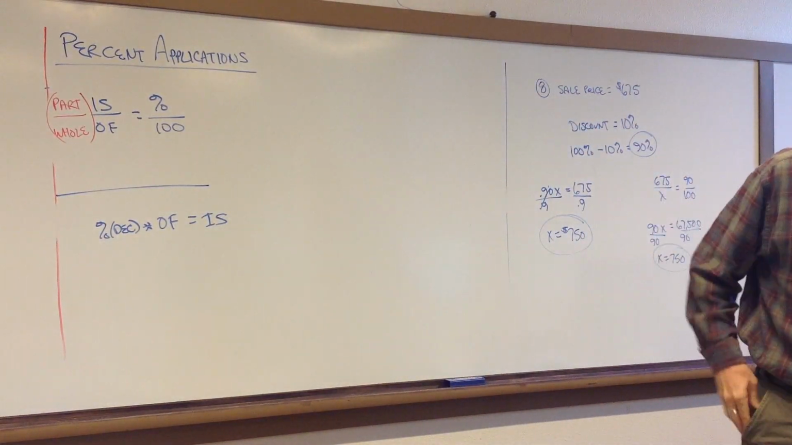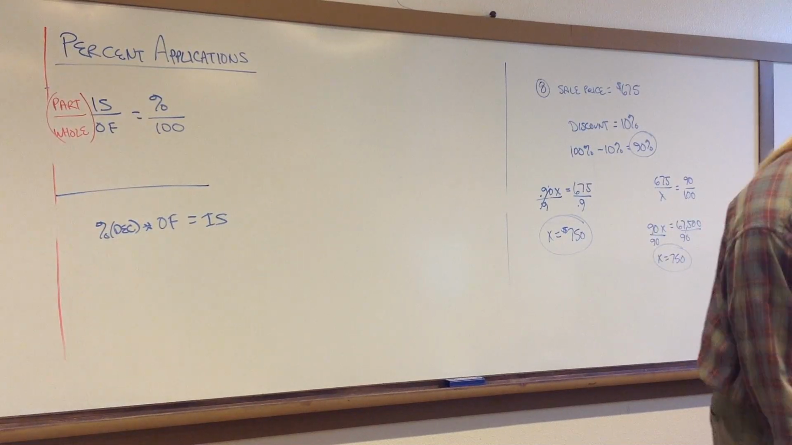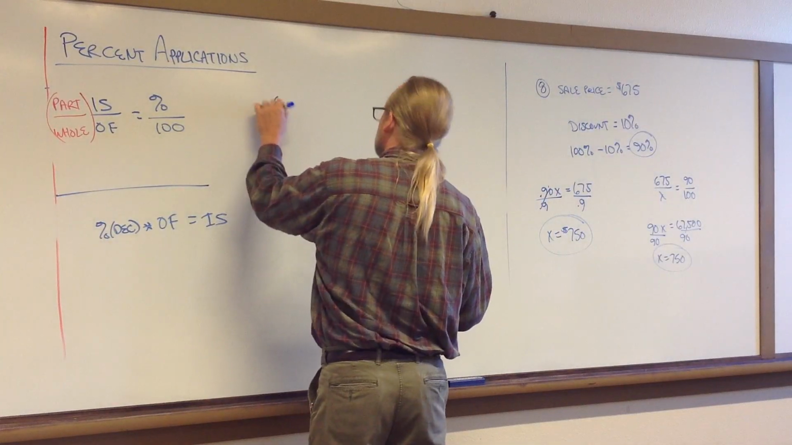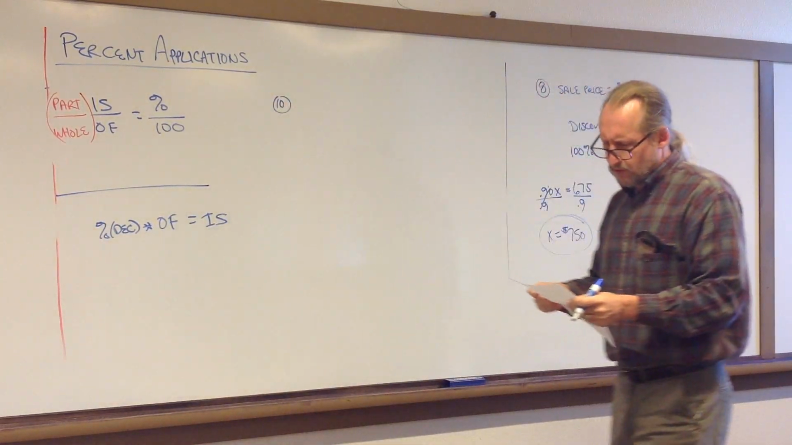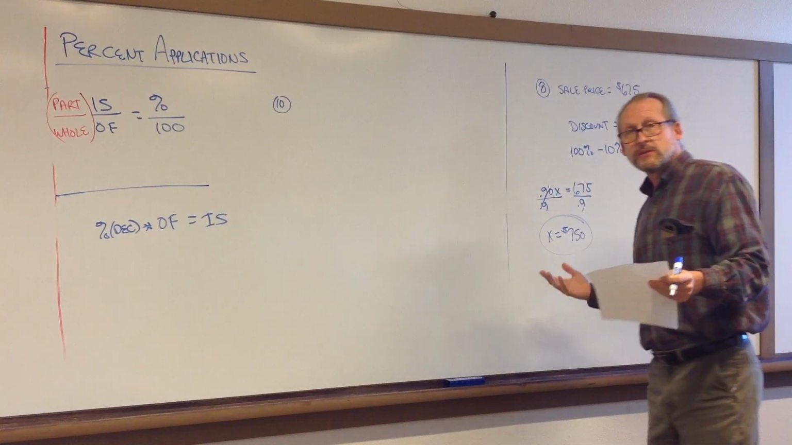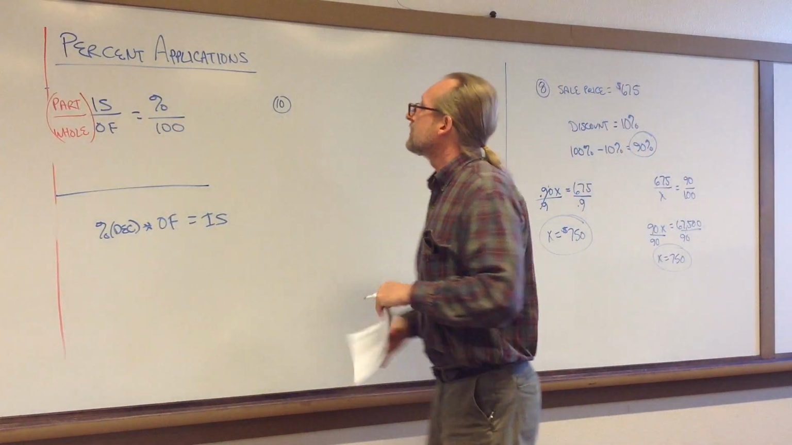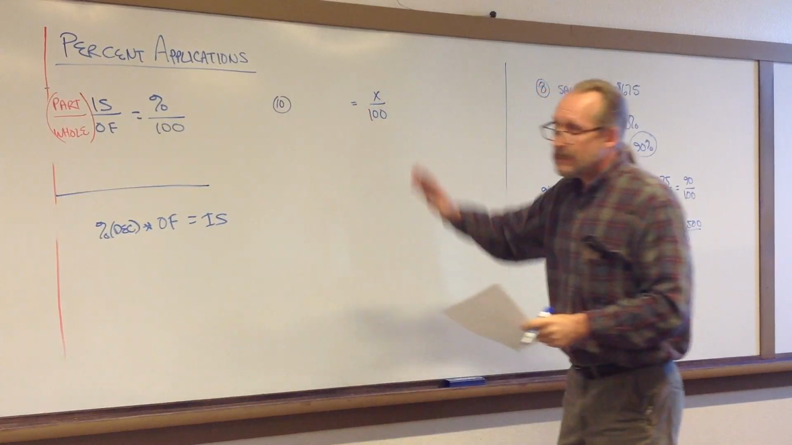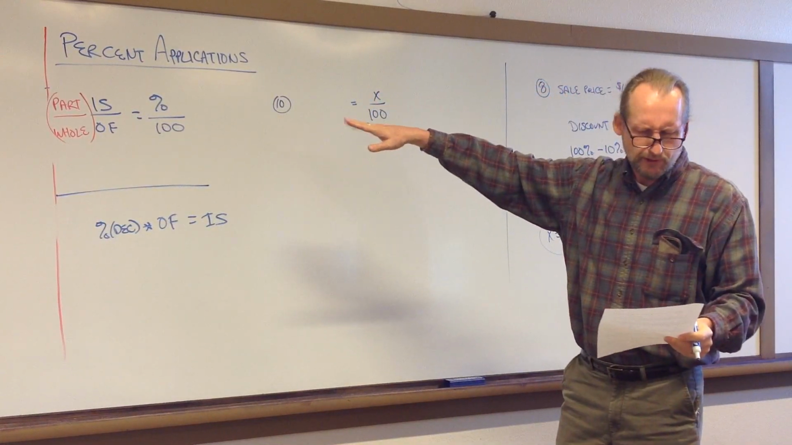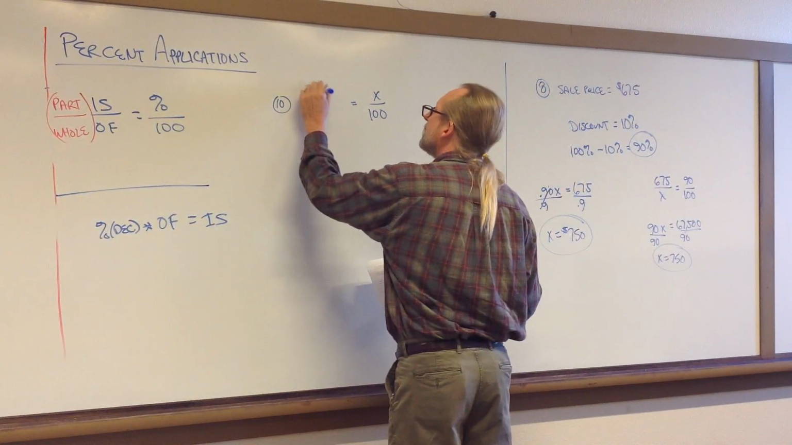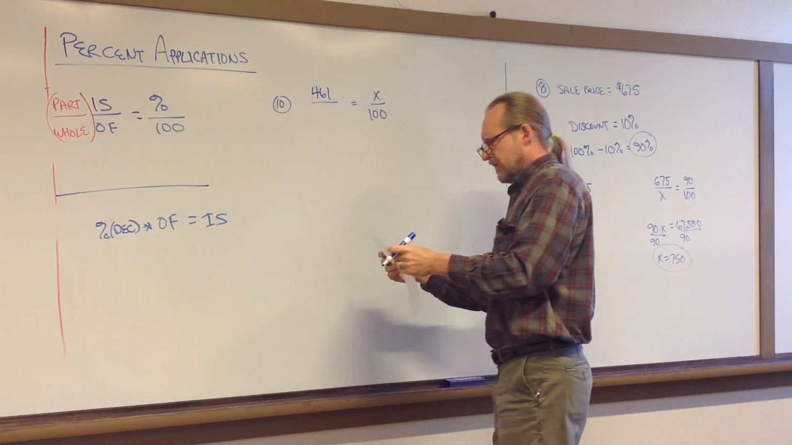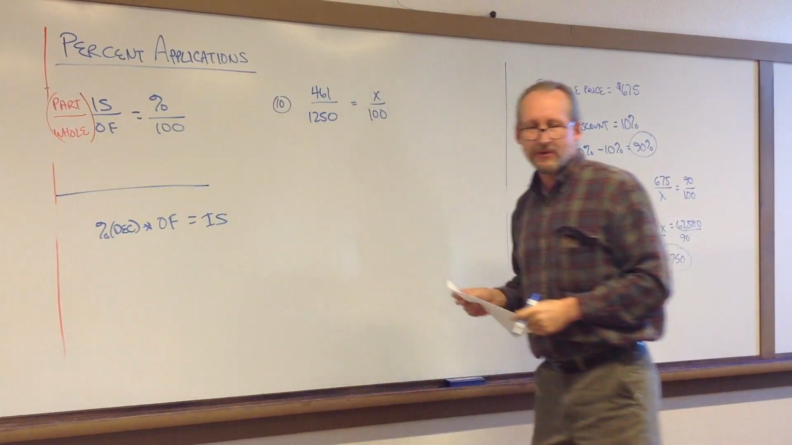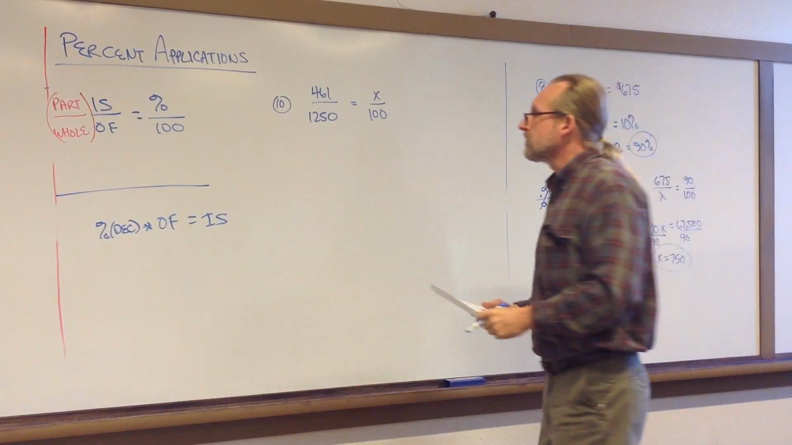Problem 10, in a survey of 1,250 Americans, 461 rated their health as excellent. What percentage of those surveyed rated their health excellent? So now we're looking for the percentage. Okay, so that's going to be our x. The is the part, the of is the whole. So the part is the 461 people that said they were in excellent health, and the whole is the total number of people who were interviewed.